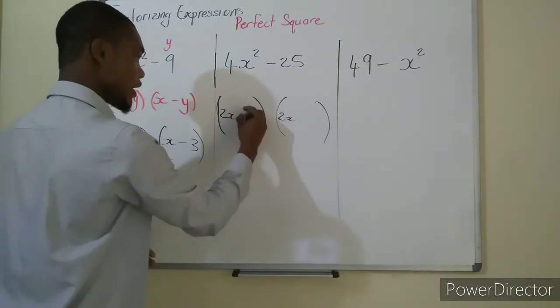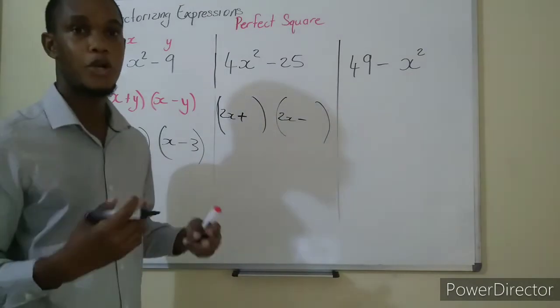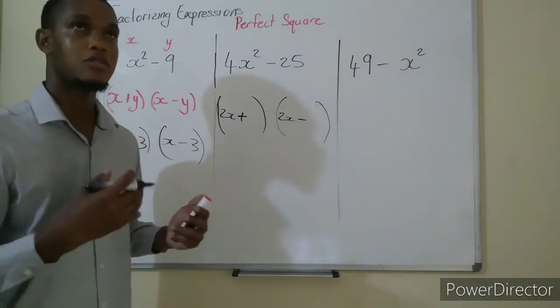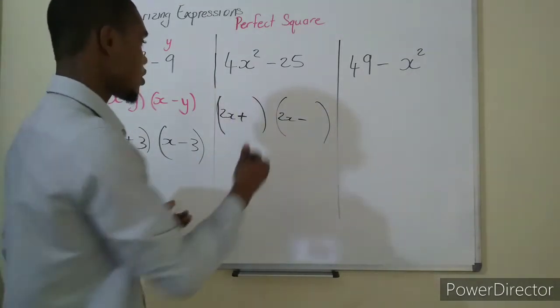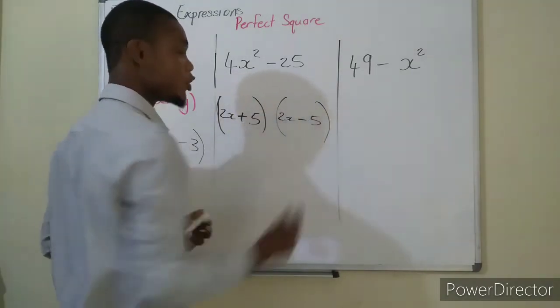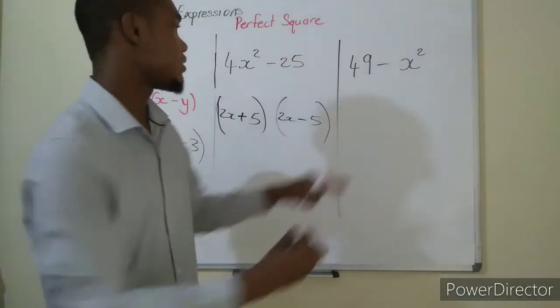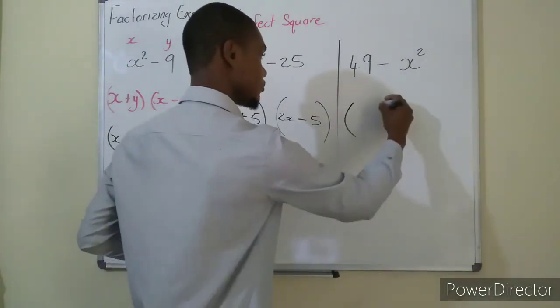And then you put in your sign. So plus, minus. Now, what can be squared to give you 25? 5 times 5 gives you 25. So you just fill in your 5. And you're finished. And for the final one, you will realize that it's the same principle.